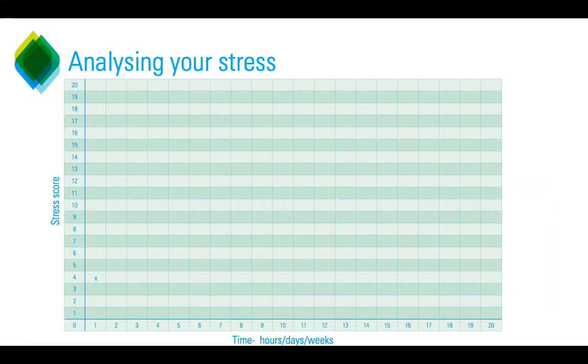So on the first day, we might have a score of 4, but then it might jump up to a 13, maybe down to a 3, 4, 9, and then kind of dropping again. So you can track your stress over a period of time. And again, this just gives you a nice, easy way to see where you need to pay attention.